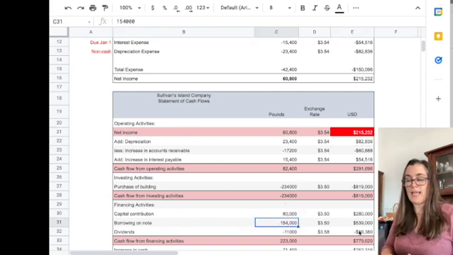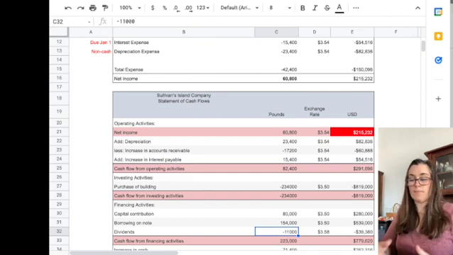We also received cash from a lender. So we took out a note payable, and we got 154,000 pounds of cash through borrowing. And then we paid out a dividend. So this is 11,000 pounds of dividends. So this is cash flow from financing, right?